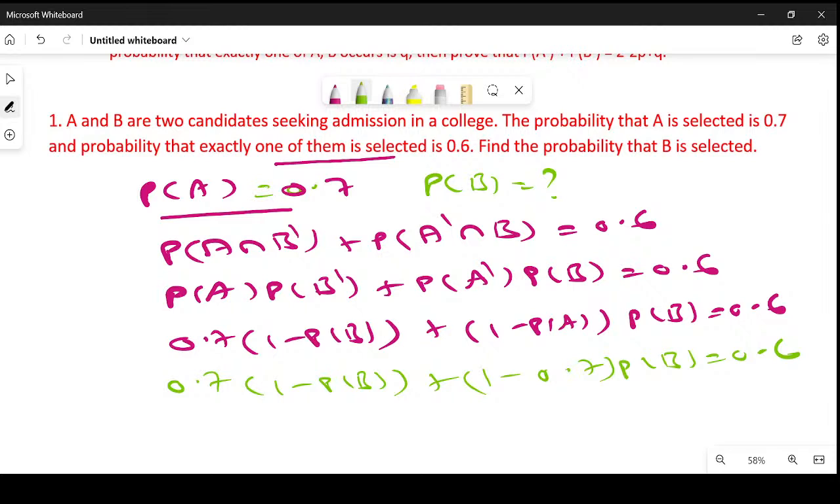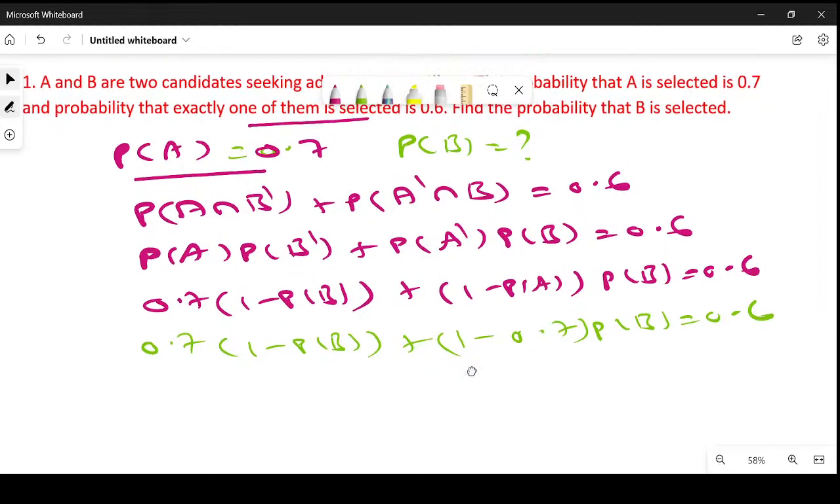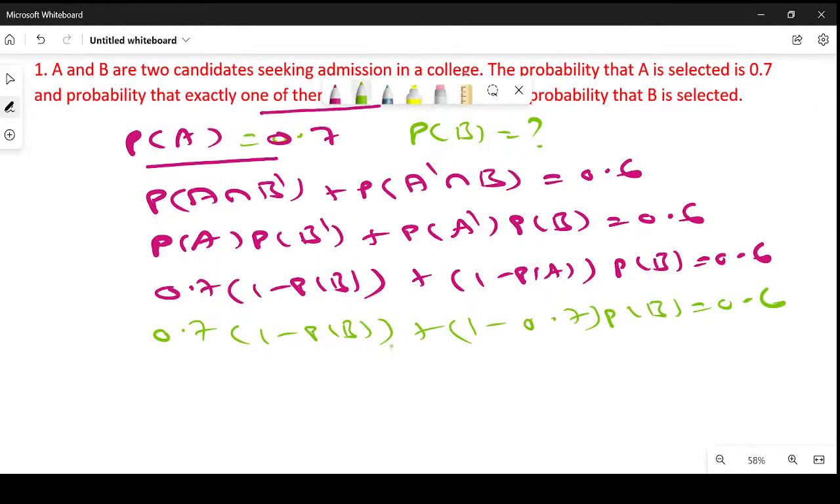Now you can simplify here. Just simplify the value. We can take P of B common. Expanding, 0.7 minus 0.7 into P of B, plus 1 minus 0.7, which is 0.3, into P of B, equal to 0.6.